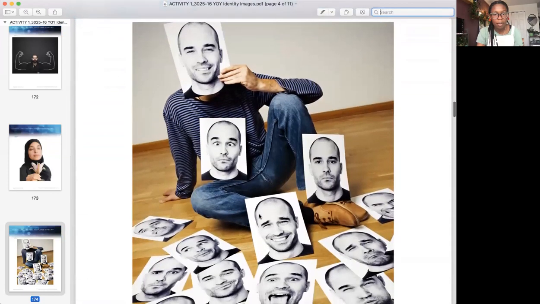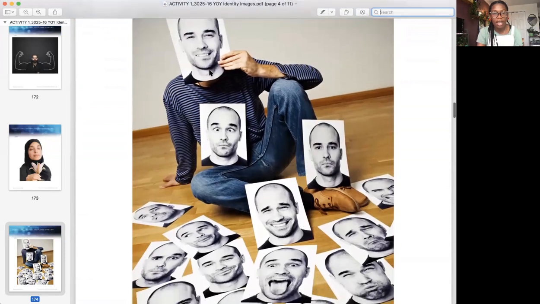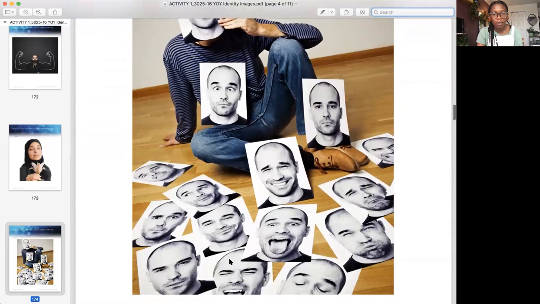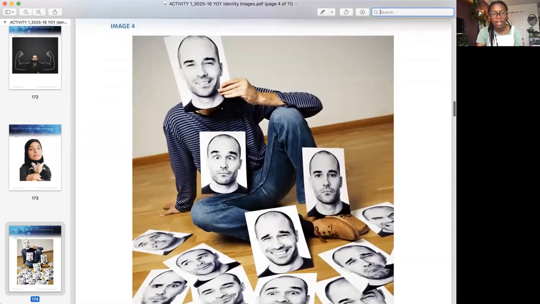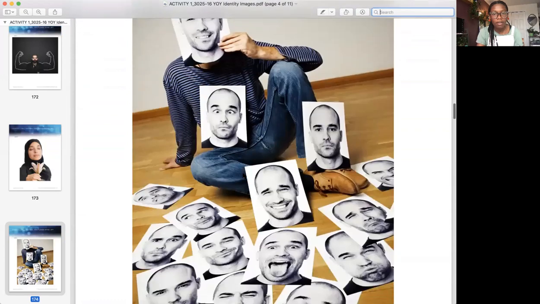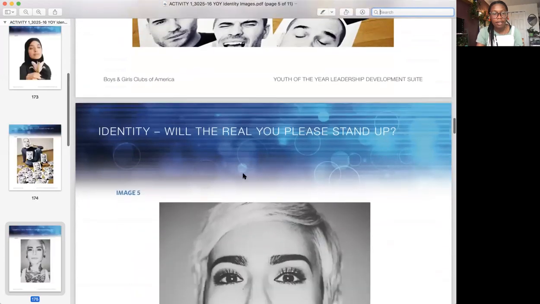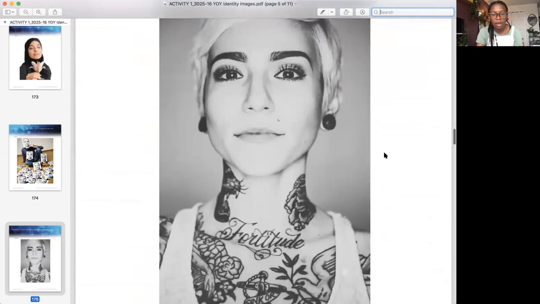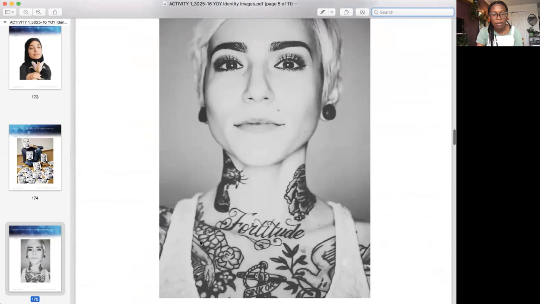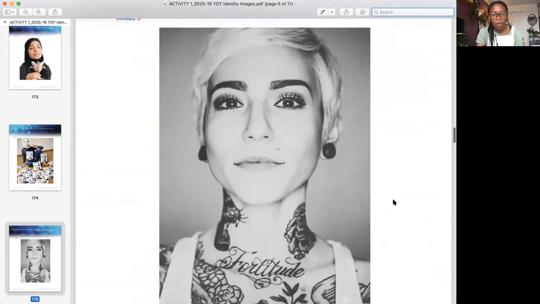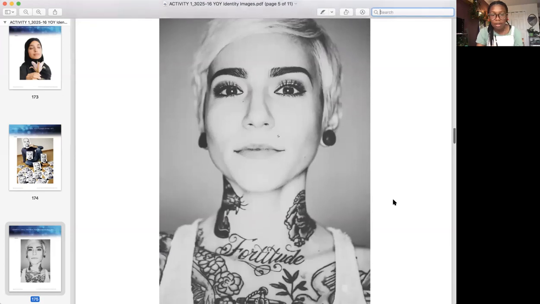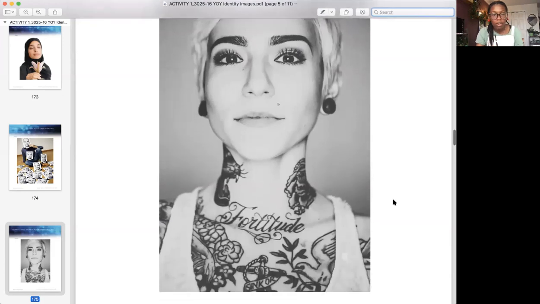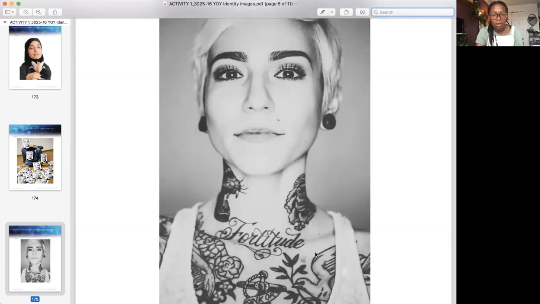So this one's kind of similar to what we did in our community builder with Express Yourself. As you can see, he has a lot of different pictures of himself all printed out, and he's changing them by putting them over top of his face. Let's keep going here. And this one's interesting. Here we have a woman who has a lot of tattoos, right? So what do you think that the photographer was trying to say about this person's identity? Do you think that they are a good person or a bad person based on their tattoos?